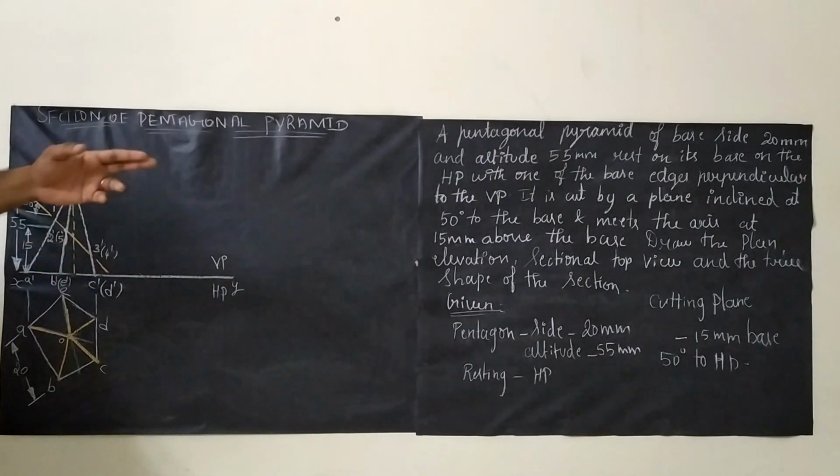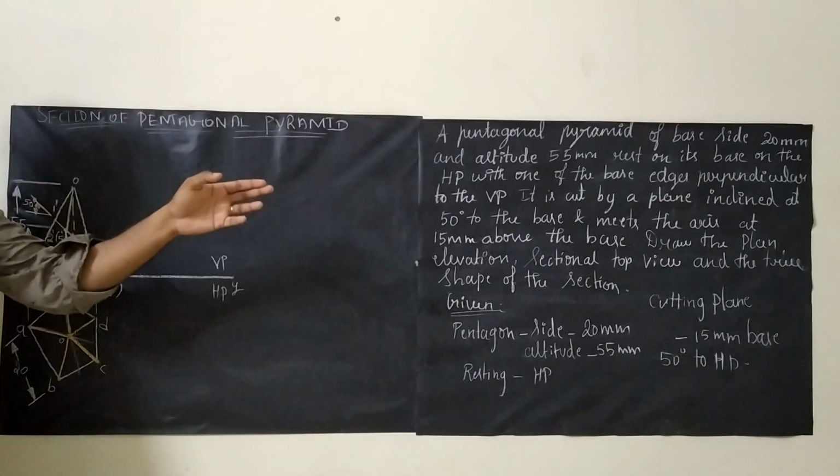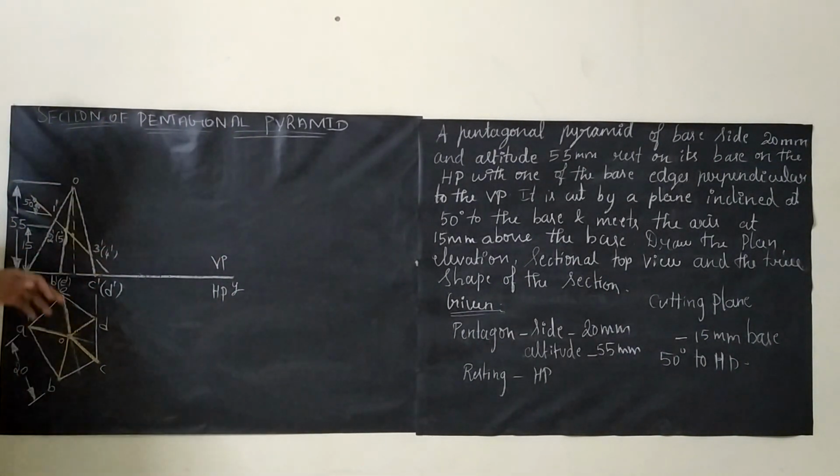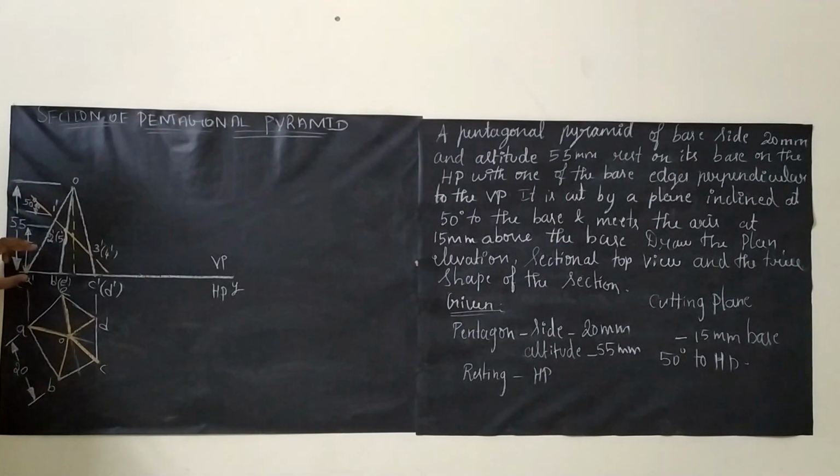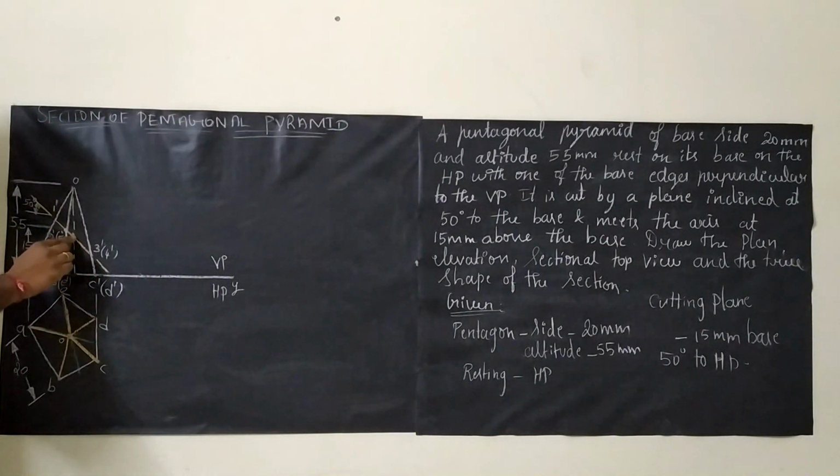Now we have to draw the cutting plane. The data given says we need to draw a cutting plane 15 mm above HP. So this is HP, right? We have to go 15 mm above the base. From this base, for 15 mm, we have to keep a point on the axis. You just keep a point.